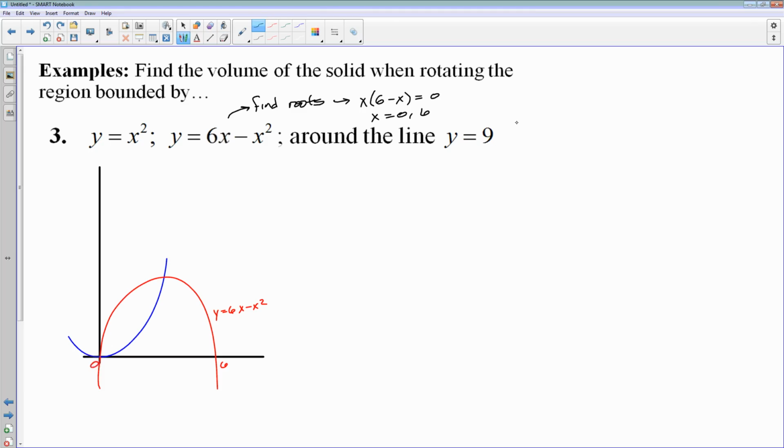Let's see, we're rotating this around the line y equals 9. Now this one is a little bit interesting because I need to know where y equals 9 is. So what I'm actually going to do first is find this point of intersection. So let's find that point of intersection. We'll set the curves equal to each other. So x squared equals 6x minus x squared. I'm going to move everything over to one side. 2x squared minus 6x equals 0. Factor out a 2x. x minus 3 equals 0. And you get intersections at 0 and 3. We already knew they intersected at 0, but we now know that these things also intersect at 3.